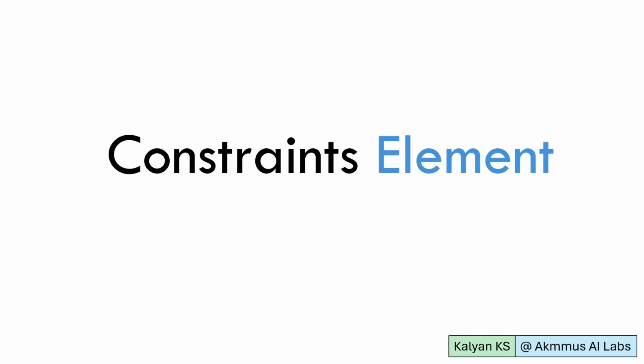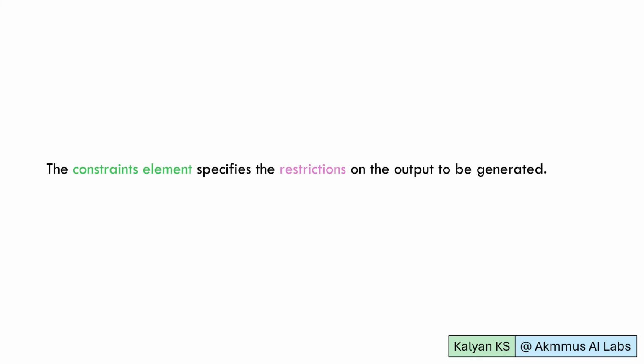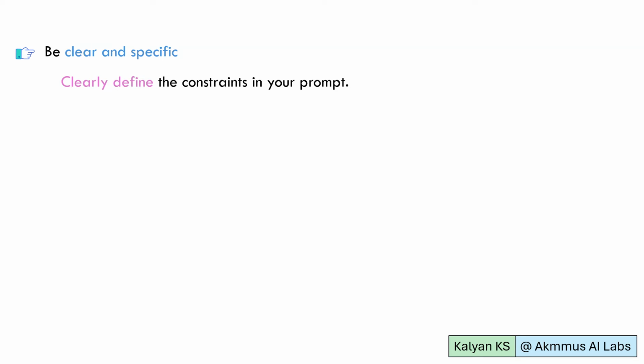Now, let us see how to craft the constraints element. The constraints element specifies the restrictions on the output to be generated. Here are some of the tips to effectively craft the constraints element. The first one is, be clear and specific. Clearly define the constraints in your prompt. Use explicit language to specify what is allowed and what is not allowed.